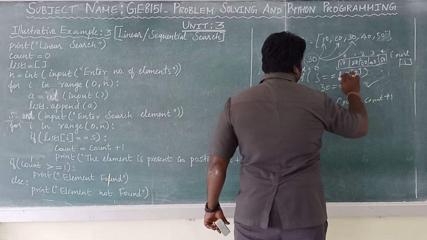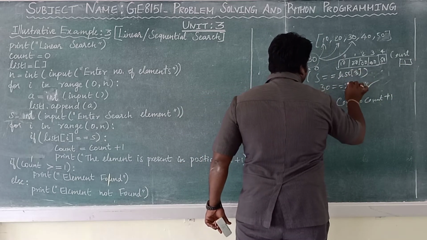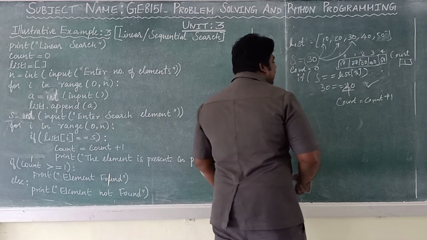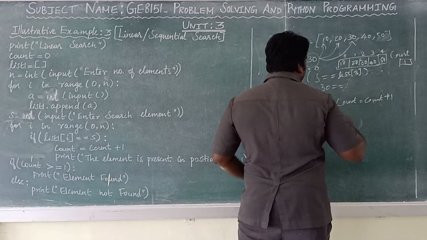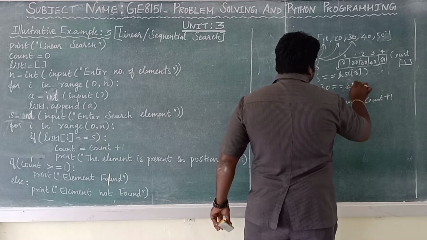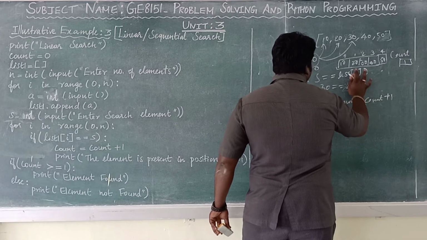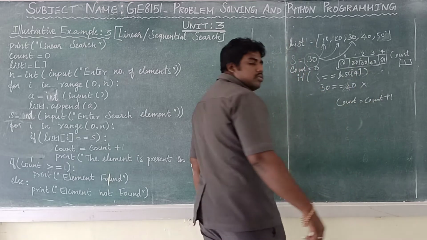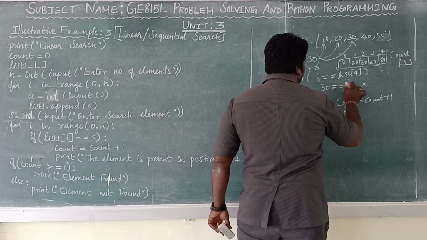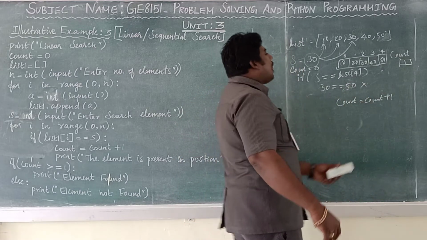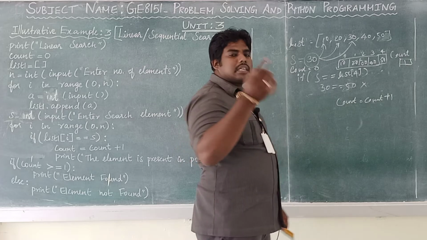Again I am going to check 3. 3 means 40. Again the condition is false. Then I am going to check list of 4. Now it is 50. Again the condition is false. So now the counter is 1.